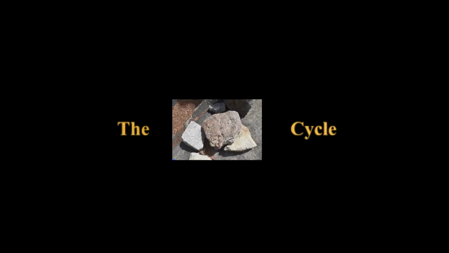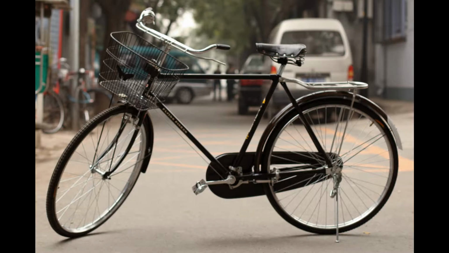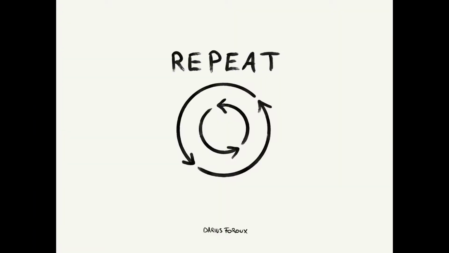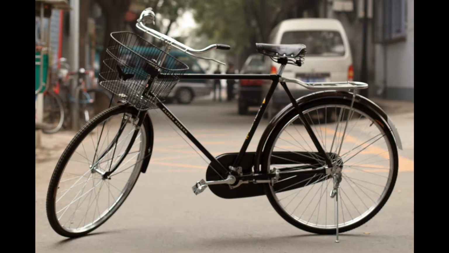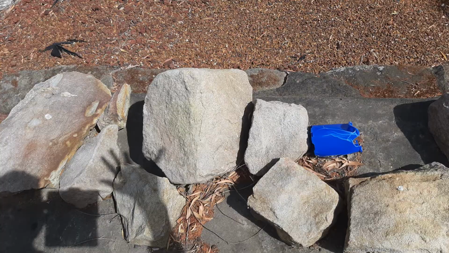The rock cycle. Just like the water cycle, the Calvin cycle, the life cycle, the motorcycle. The rock cycle, like many cycles, is a repeating process that occurs over and over. A cycle can be summarized as a series of changes that takes place over a long time. In this case, it's rocks, just like this one, and this one, and this one.